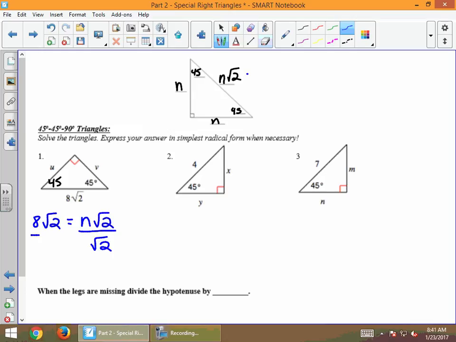So, to get n by itself, we're going to divide by radical 2. That way it's gone. It's really nice because radical 2 divided by radical 2, those cancel out. And we're just left with n. Same thing happens here. These radical 2's are going to cancel out, and we're just left with 8. I know we just solved for n, and the variables here are u and v, but that n just represents whatever your leg is. So we got 8. That means v is going to be 8, and that means u is also going to be 8. That's just representing our legs.